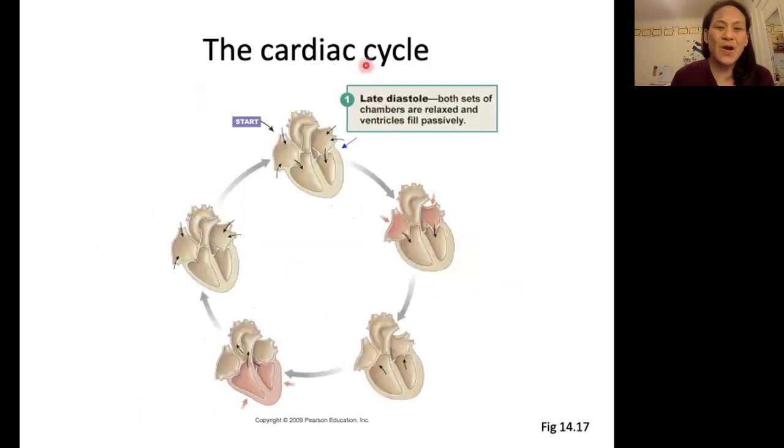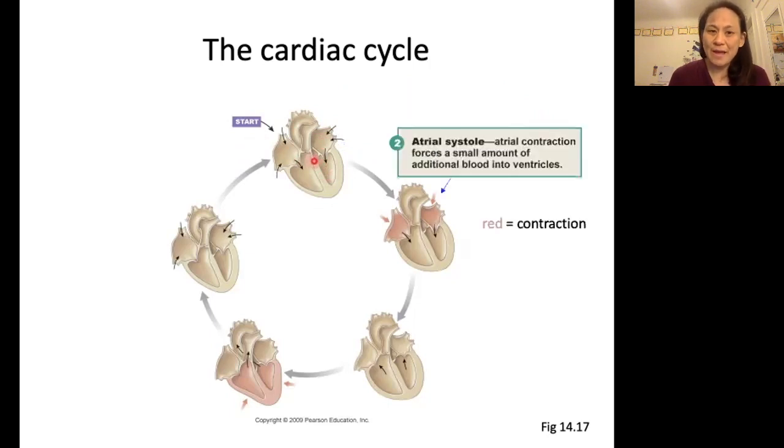Okay, so we're going to start at this point in the cardiac cycle. This point is called late diastole. During late diastole, both the atria and the ventricles are relaxed. And what happens is that blood just flows into the atria as indicated by these arrows. And some of that blood is just going to flow passively into the ventricles. Okay. So that's what happens when we are relaxing both sets of chambers of our hearts.